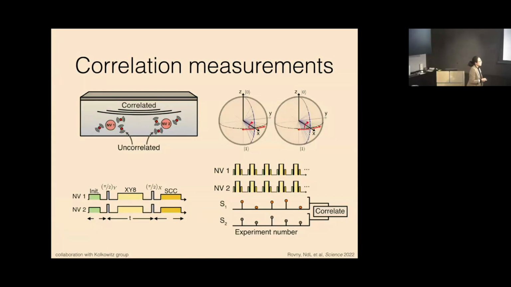Yes. The horizontal axis here is time. It's time, or experiment number, but yes, time.